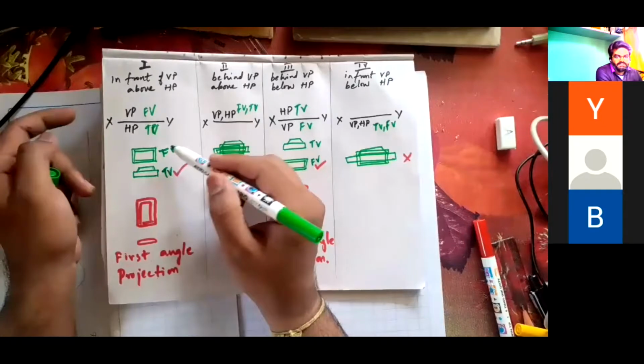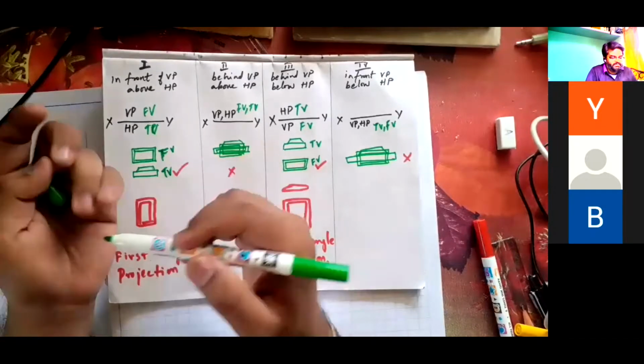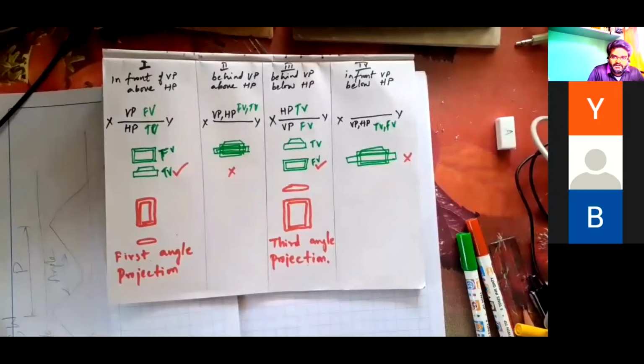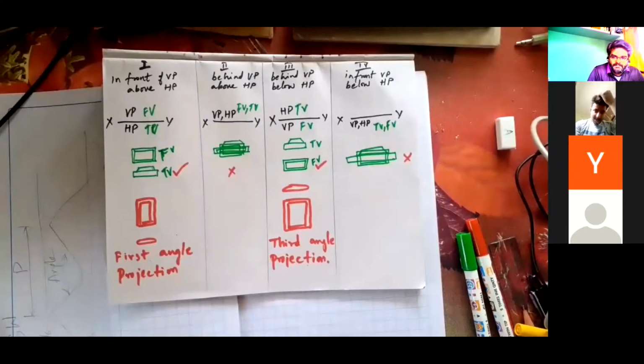So this is the case of all these types of projection, four types of quadrants, but we are not following all the four. We are following only the first angle projection and third angle projection. Third angle projection is used by most of the European countries and other countries. But first angle projection is the only projection that, according to ISO standards, we will be using.